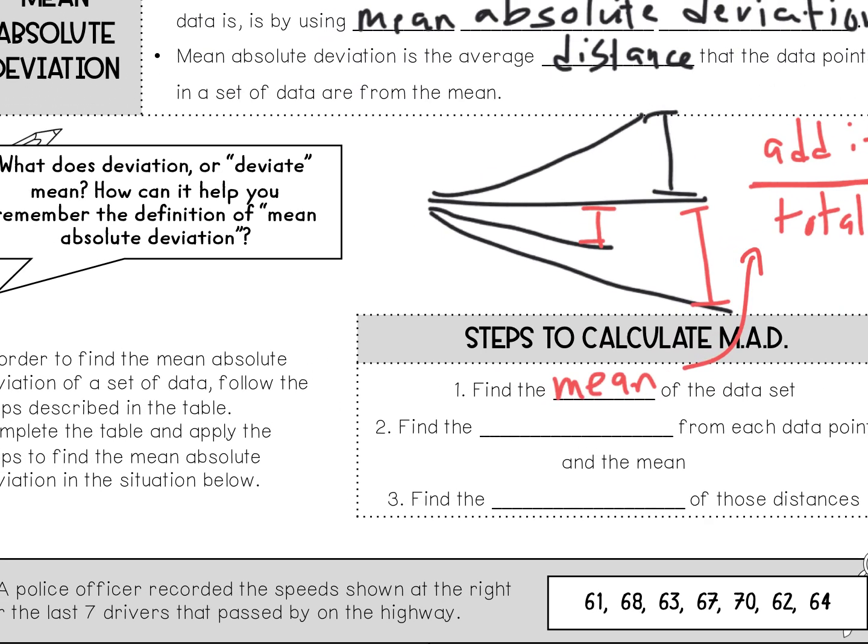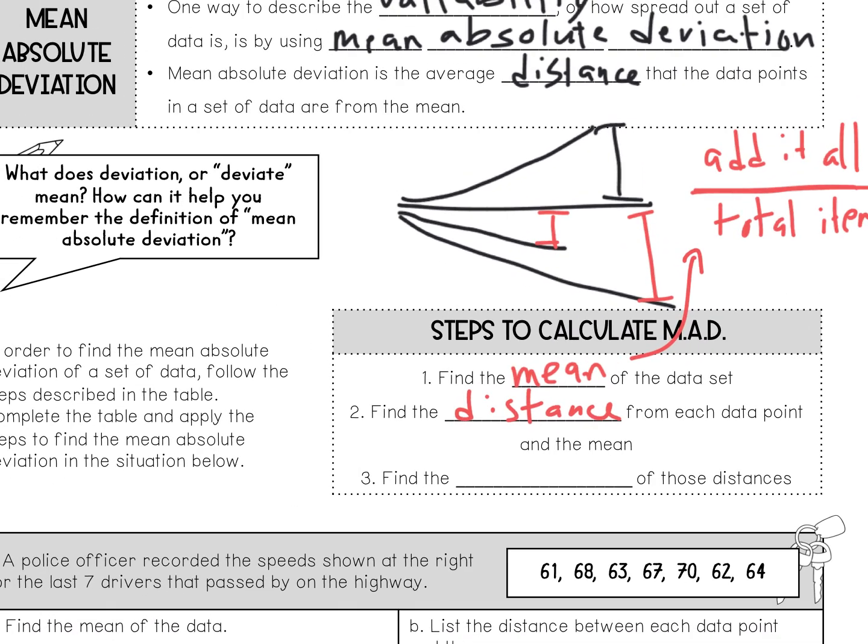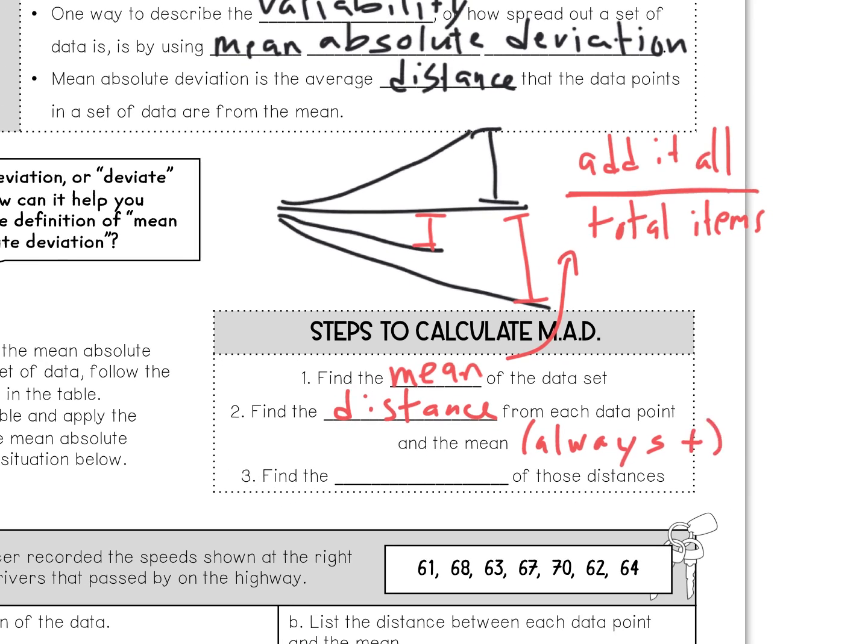Step 2 is find the distance from each point. And when we do the example in a second, I'll show you. Okay? So find the distance from each point. Well, distance is always what? Can you say that I live negative 50 miles from my grandmother? It's always positive. Distance is always positive. Even if we get a negative value when we subtract, we're going to say, I understand it's negative, but it's distance, so I'm going to make it a positive value.